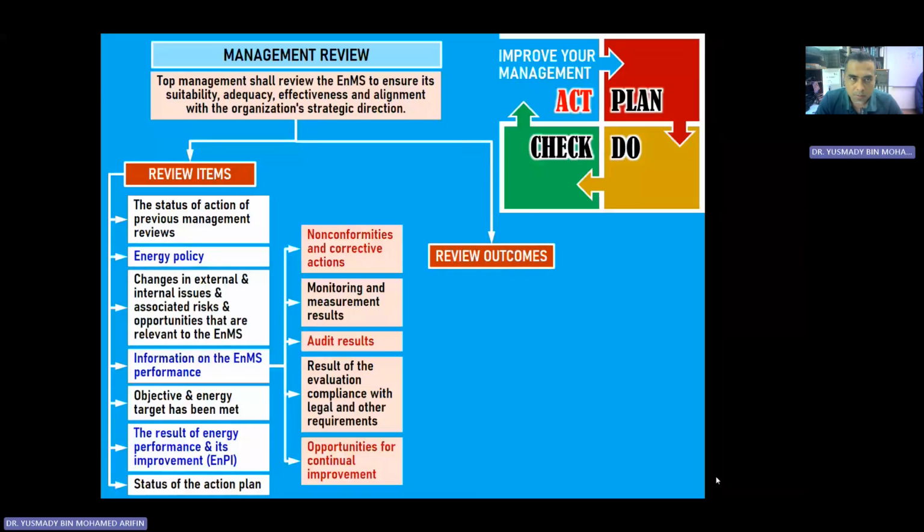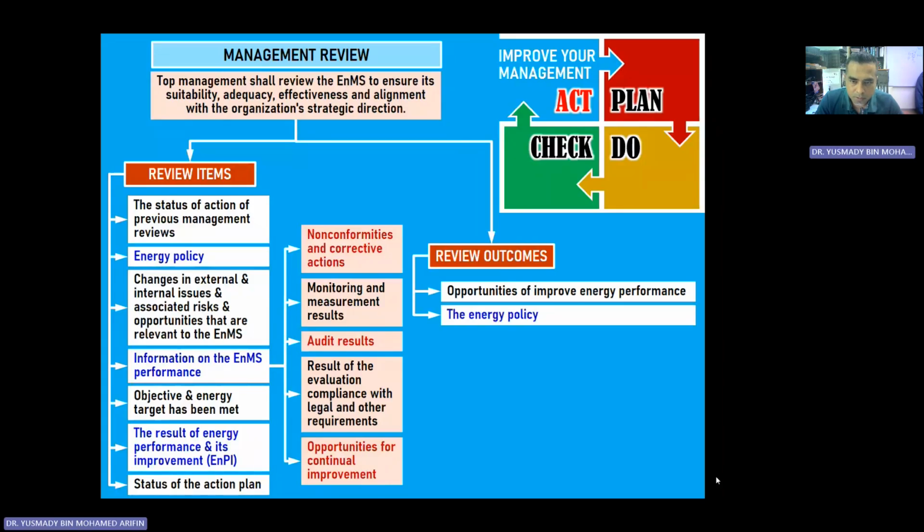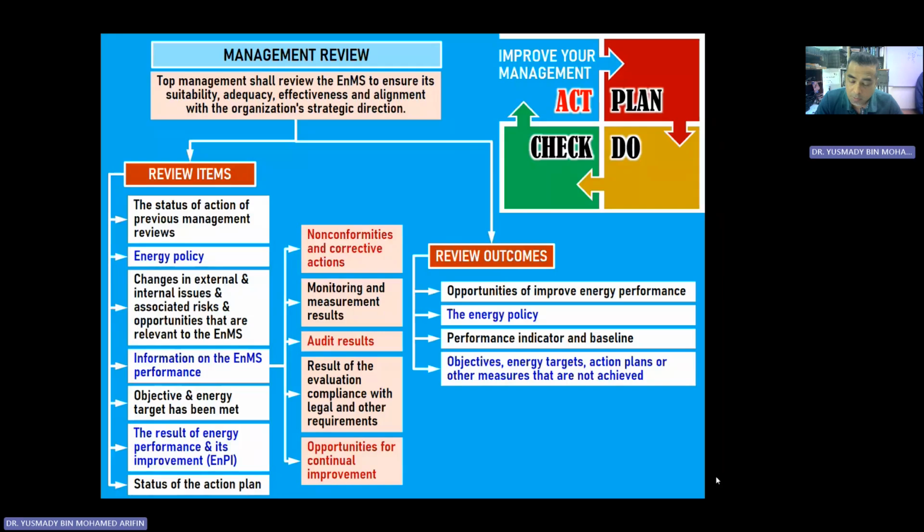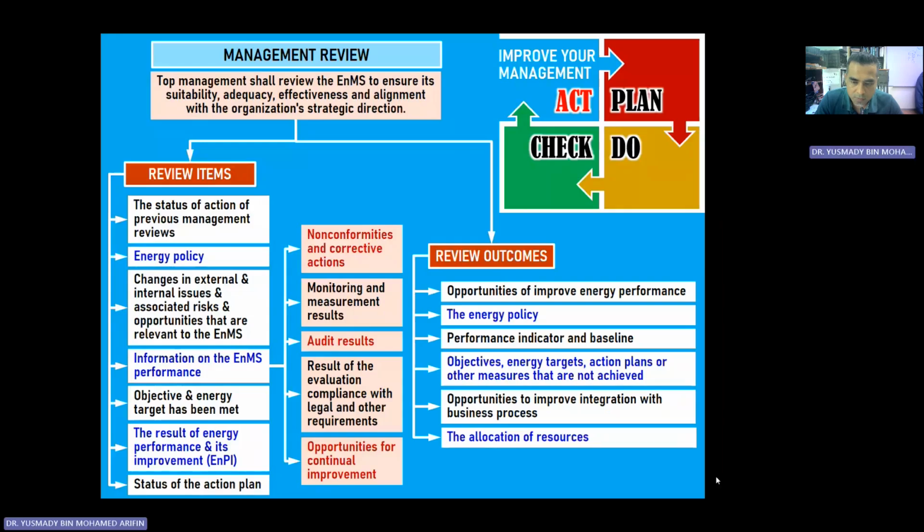The outcome of the management review will be the opportunities to improve energy performance, the energy policy, the performance indicator, and also the baseline, objectives, energy targets, action plan, or other measures that are not achieved, opportunities to improve integration with business processes, the allocation of resources, and the improvement of competence, awareness, and communication.